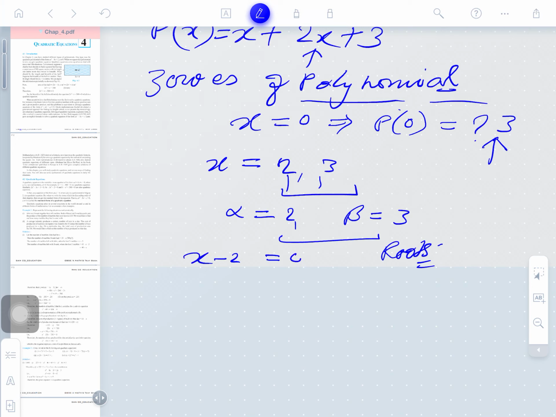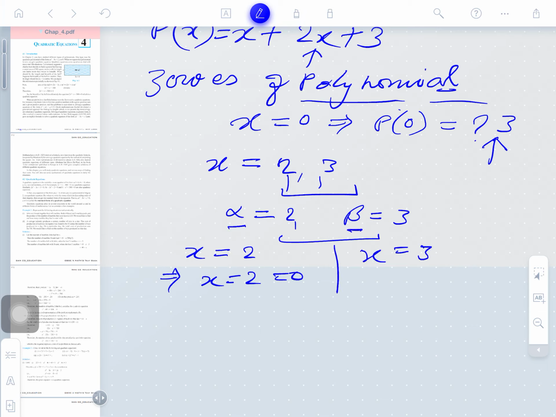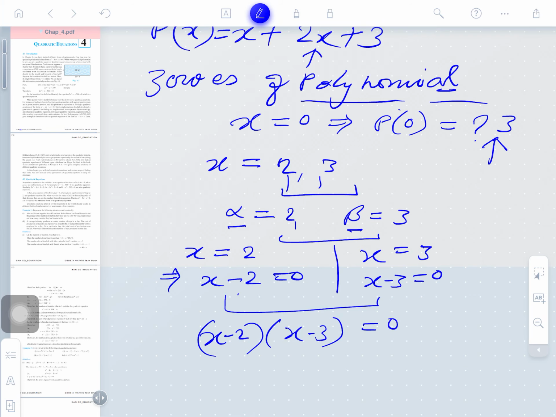Now I am making a quadratic polynomial with the zeros. Okay, how to make this? x is equal to 2 can be written as x minus 2 is equal to 0, and the second relationship is x equal to 3. I am telling you alpha and beta are the values of x. So here will be x minus 3 is equal to 0. If I multiply them together, this and this, then what will come? It's (x minus 2) times (x minus 3), and the right side will give you 0 here.